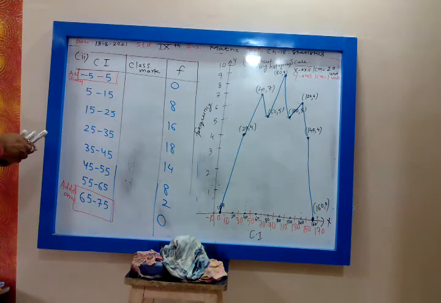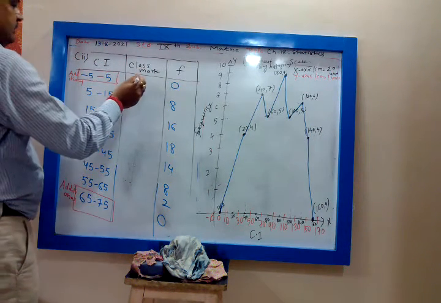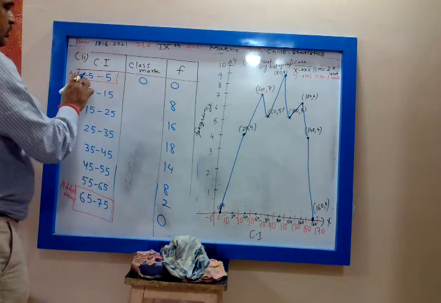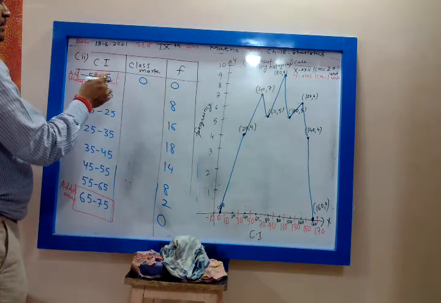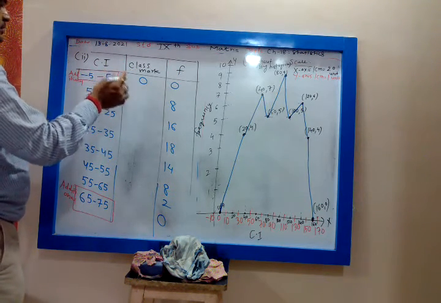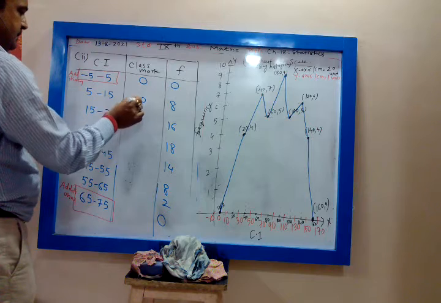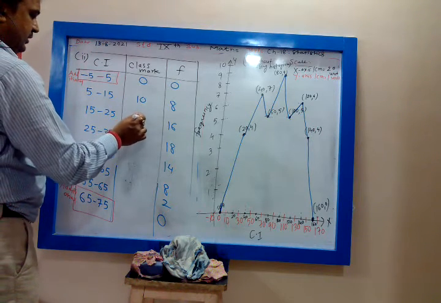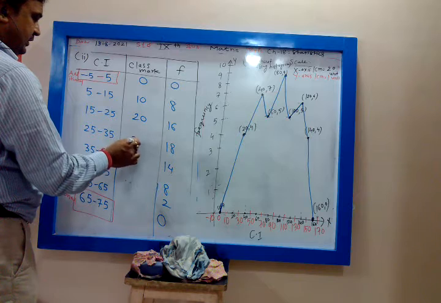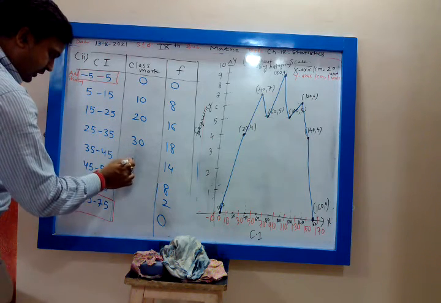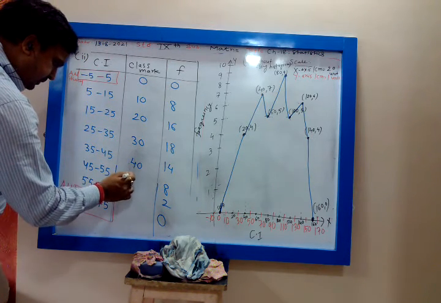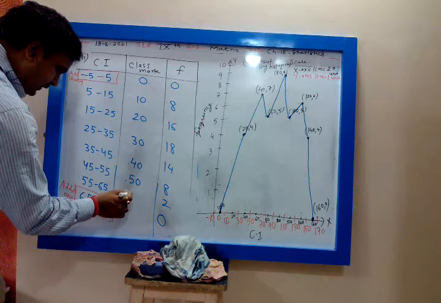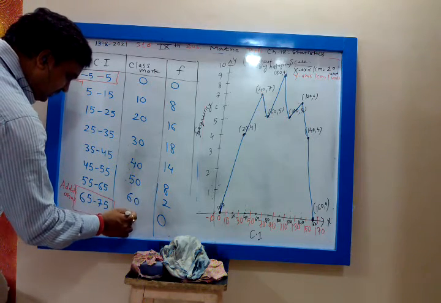Now find the class marks. Minus 5 to 5: lower limit minus 5 plus 5 divided by 2, 0 divided by 2 will be 0. This will be 10, then 20, then 30, then 40, 50, 60, and this will be 70.